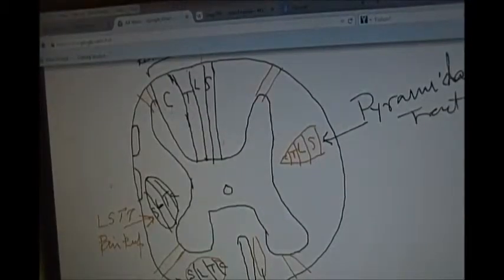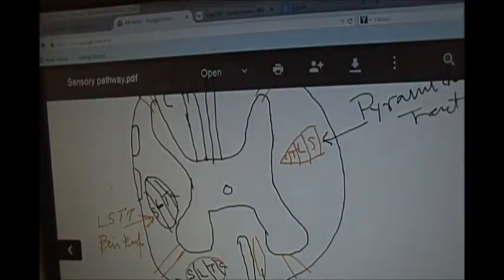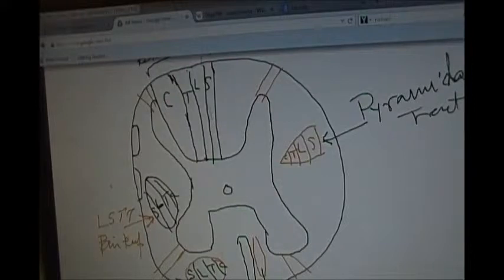As opposed to this, if you see the posterior column, in the posterior column the sacral fibers are the most medial, and the lumbar and the cervical fibers are the most lateral. The sacral and lumbar are from the fasciculus gracilis, and the cervical and thoracic are coming from the fasciculus cuneatus, which is lateral.